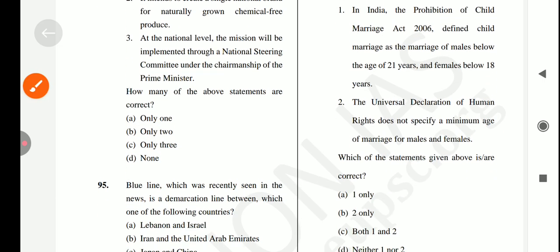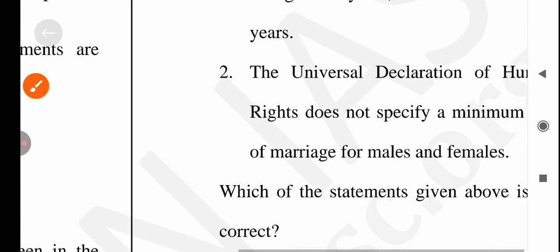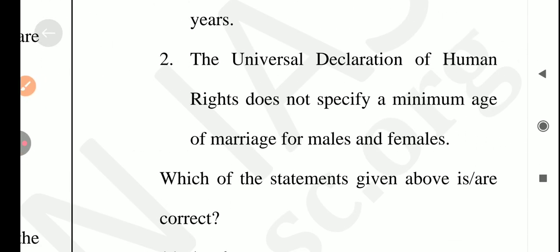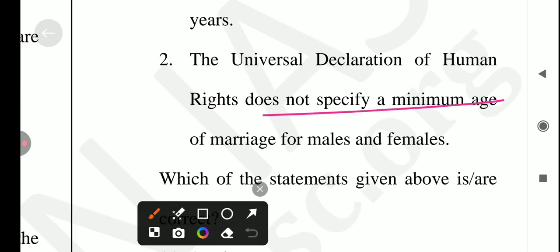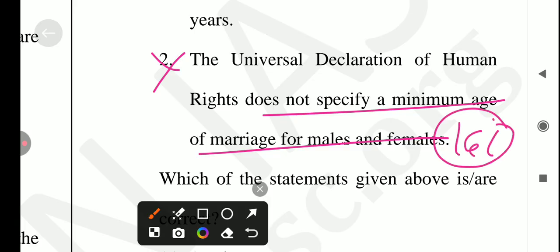Next is, the Universal Declaration of Human Rights does not specify a minimum age of marriage for females and males. Is it true? No, it's not a correct statement, because the Universal Declaration of Human Rights, Article 16 clause 1, declares that men and women of full age, without any limitation due to race, nationality or religion, have the right to marry and to found a family.